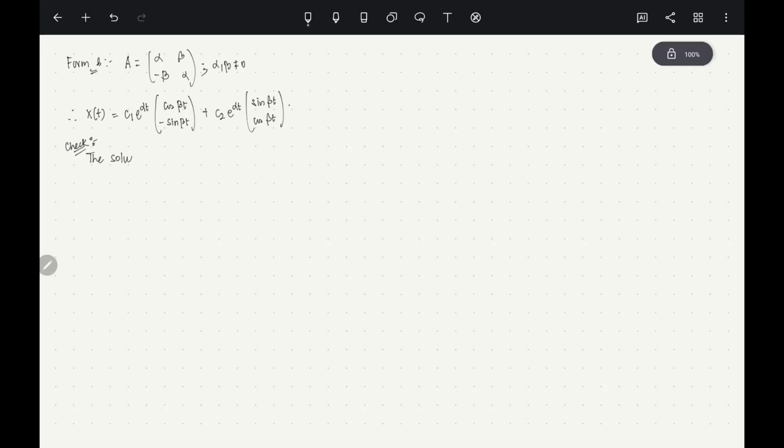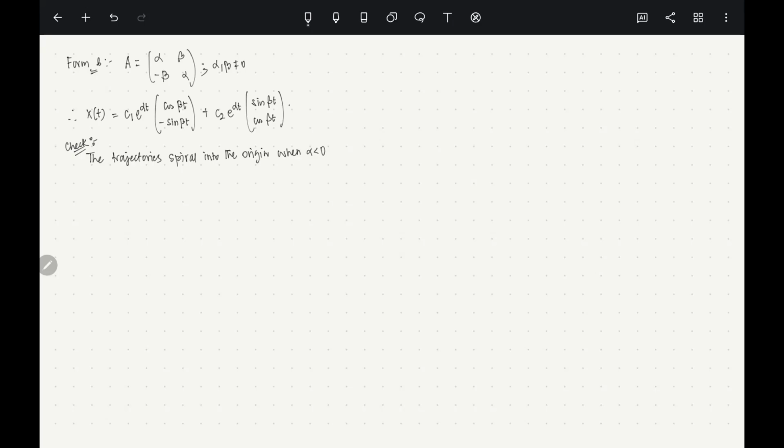The solutions, the trajectories spiral into the origin when alpha is negative. You understand what is happening when alpha is negative.